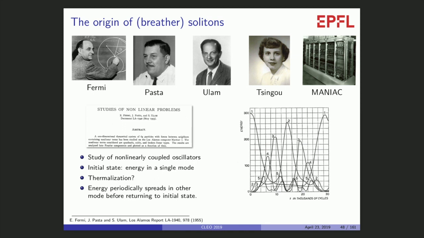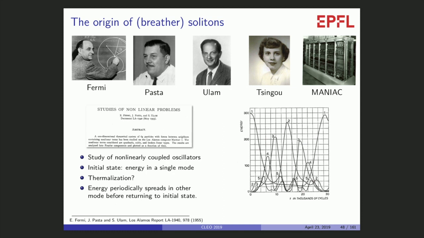And at the time, Pasta, Fermi, Ulam, and Tsingou observed a very interesting behavior if you study nonlinear coupled oscillators. What they observed is that if you have oscillators that are mutually coupled, you would intuitively expect that all these oscillators would, in the long time limit, just obtain kBT over 2 of energy, so just equipartition.